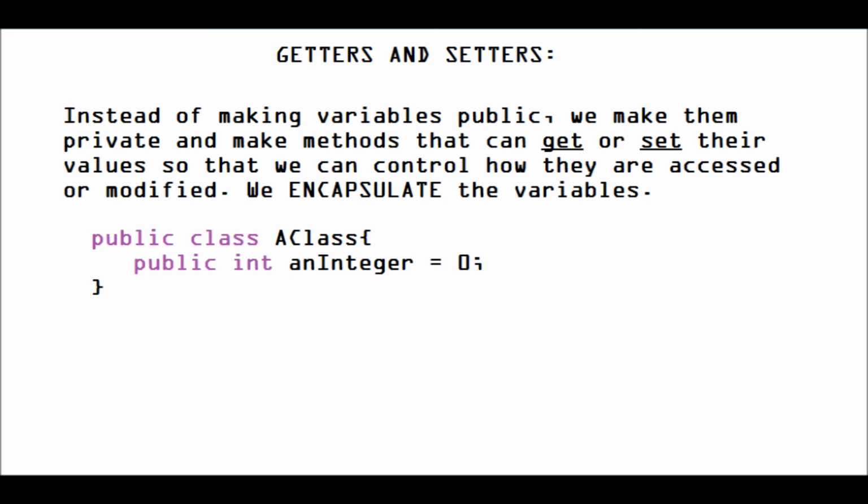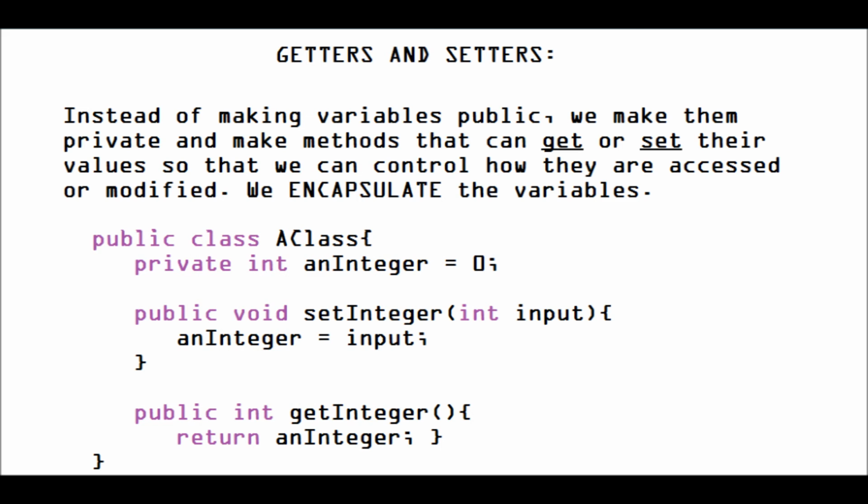So instead of making this here integer a public integer, instead we can make it a private integer and then have a public void set integer, which sets the value, and a public int get integer, which gets the value. The variable is still protected. You're not directly accessing it, but you can still modify it and get the value, which is what we want most of the time.